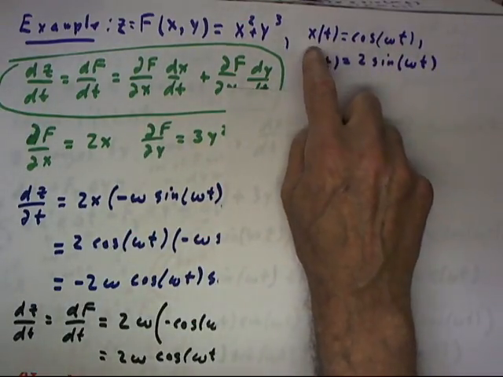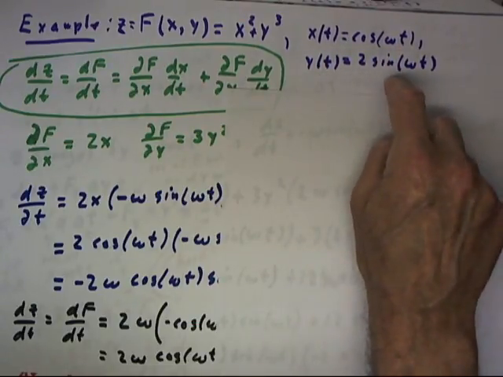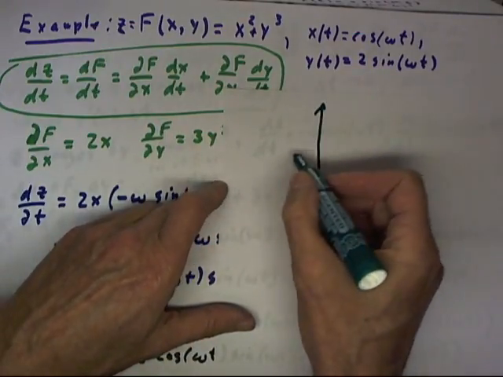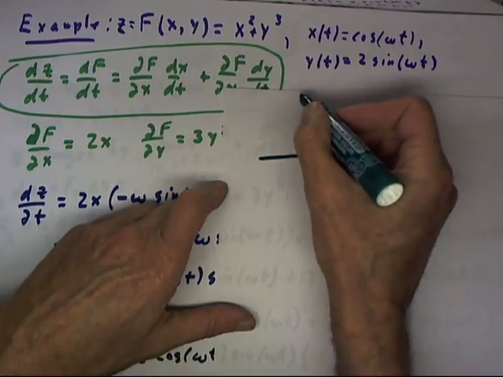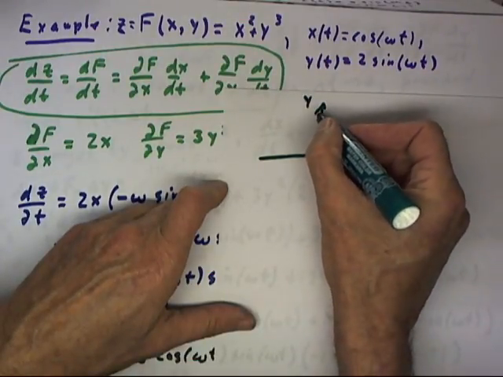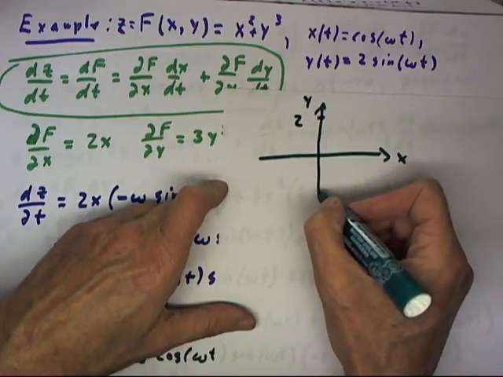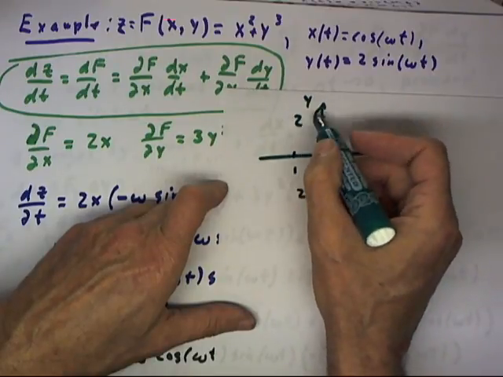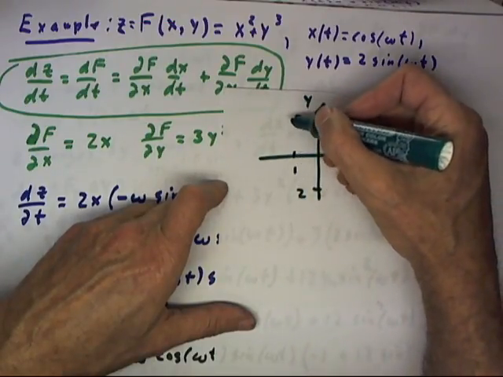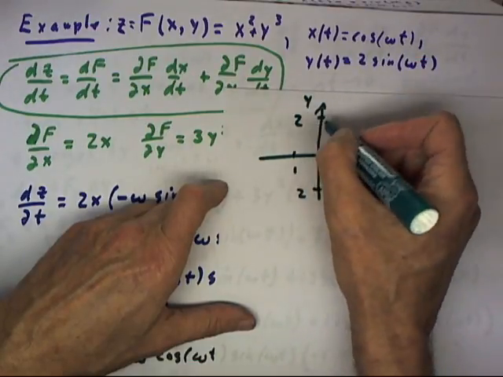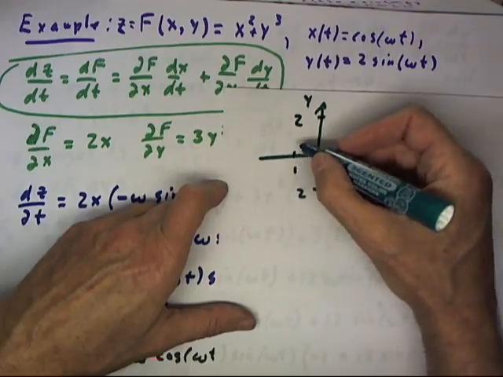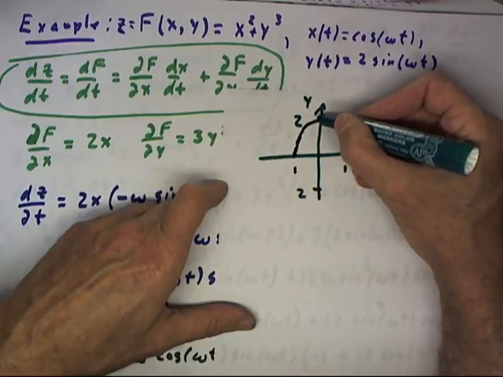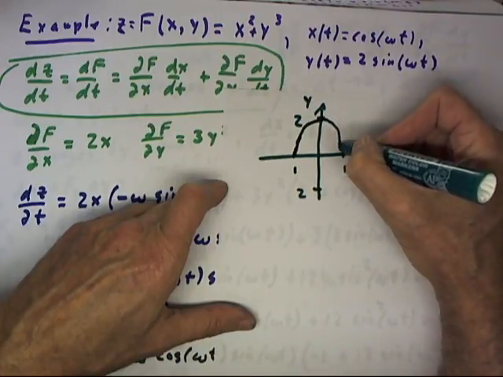Promised geometric interpretation. First of all, x of t equals cosine omega t, y of t equals 2 sine omega t simply defines an ellipse in the xy plane, and the ellipse has semi-major axis of 2 in the y direction, and a minor axis of 1 in the x direction. I generally teach people to sketch an ellipse by sketching a rectangle and then inscribing the ellipse in the rectangle. I'm going to let you imagine that rectangle and imagine that I'm really making these lines tangent to the sides.